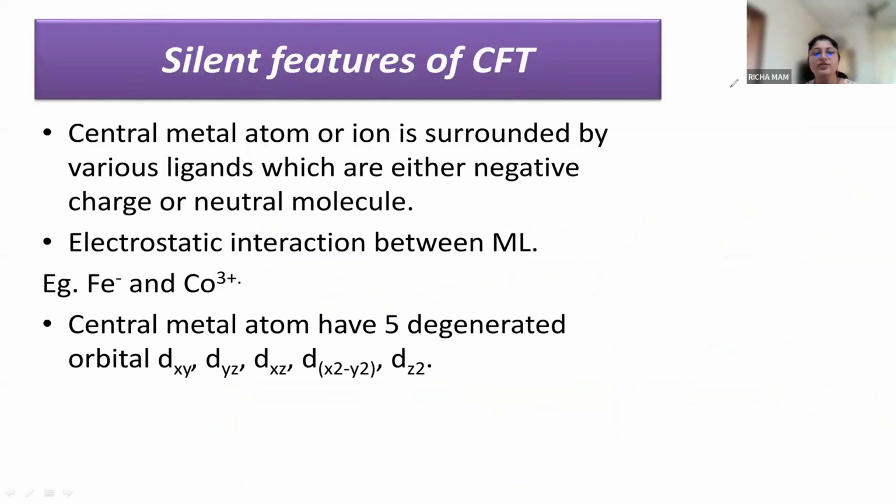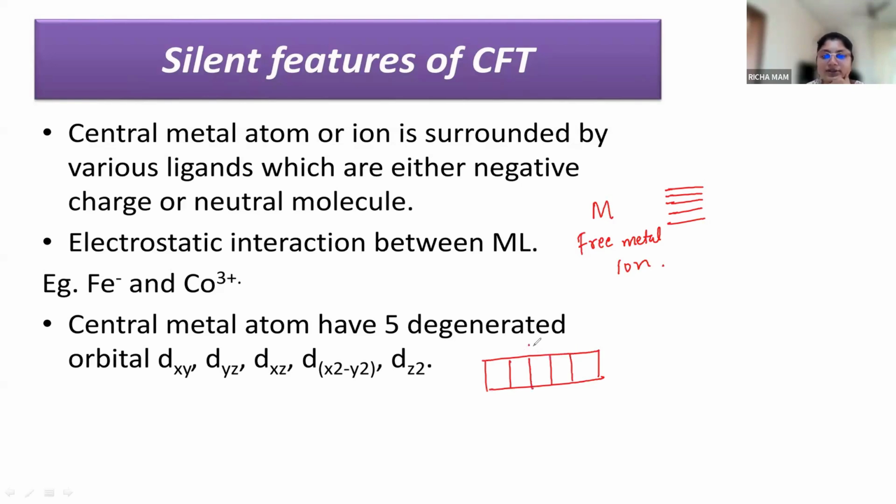Now, under the influence of the ligands, what will happen? Under the influence of the ligand, the energy is not similar. Suppose a free metal ion is there. I am representing each orbital like this. Can you tell me the 5 d orbitals? I said there are 5 d orbitals: 1, 2, 3, 4, 5.